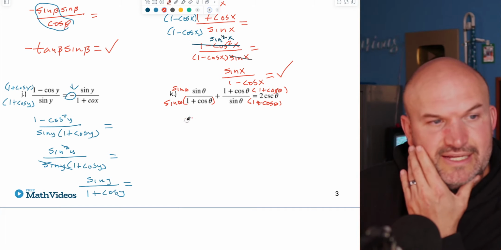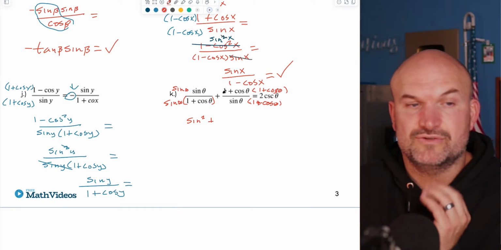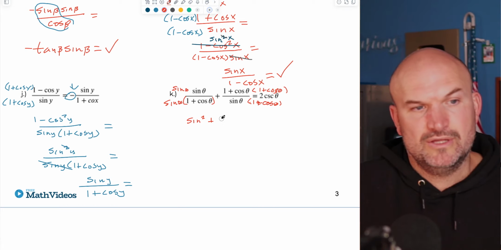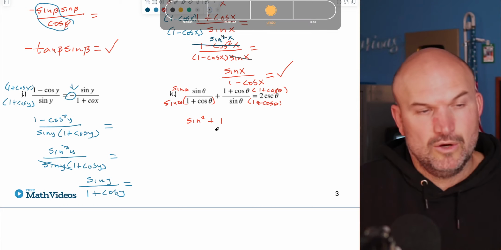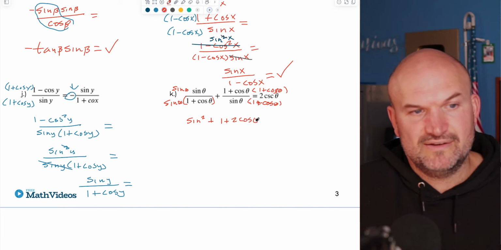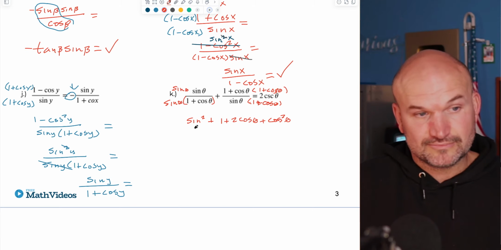So this is going to be a sine squared. Now over here, this is going to be a binomial squared. So that's going to create a perfect square trinomial, which would be a 1 plus 2 cosine of theta plus a cosine squared. I don't have a lot of room, but if you want to multiply it out on your own, like using FOIL, then by all means, go ahead and do that.